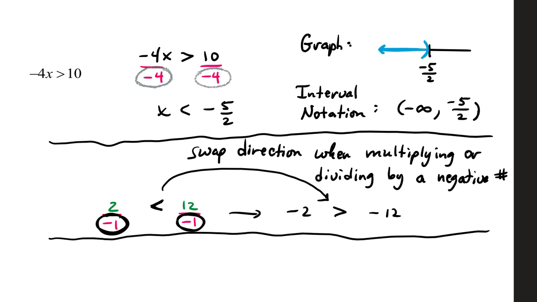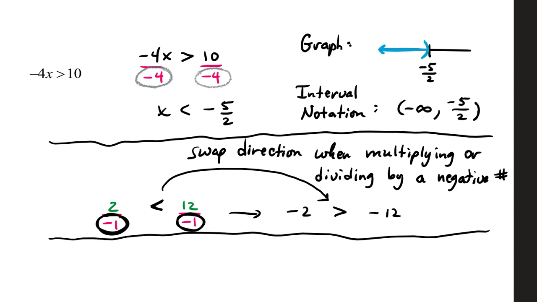10 divided by -4 simplifies to -5/2 or -2.5. Mark -5/2 on a number line. All numbers less than will be to the left of it. Interval notation, -infinity up to -5/2, includes all of your solutions.